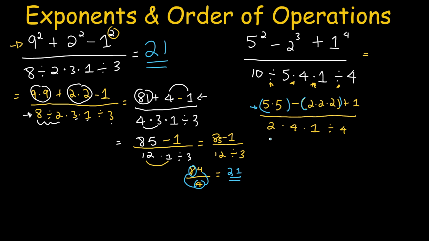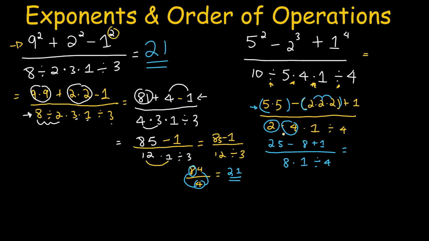So let's do 5 times 5 is 25. And minus 2 times 2 is 4 times 2. That will be 8. And let's write plus 1. Now, over here, let's multiply this one. Here, 2 times 4 will be 8. And let's write here 1 and divide it by 4.